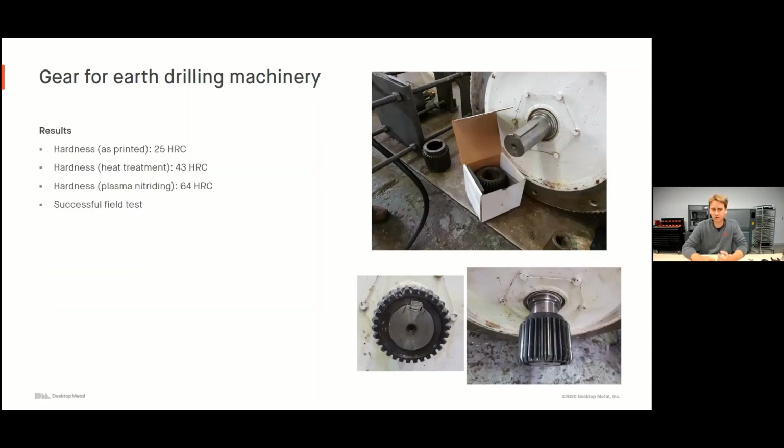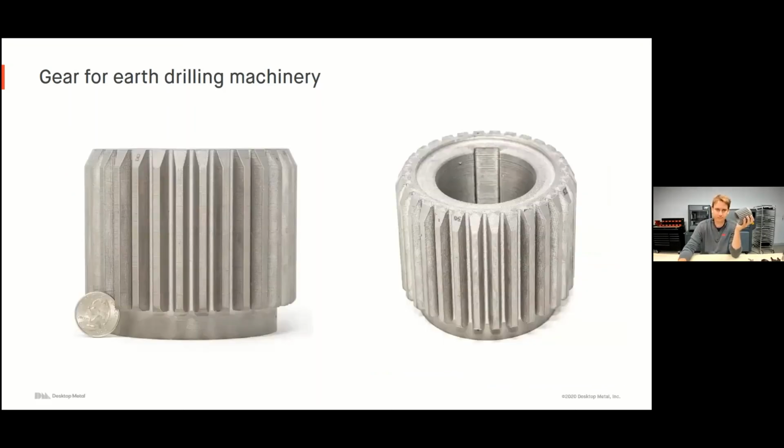Looking at some of the results, you can see the hardness of this part as printed was about 25 Rockwell. After a heat treatment process, they were able to get all the way up to 43. It's an example of how with post-processing, you can really get the properties you need. After plasma nitriding, all the way up to 64 on the surface, of course. And this part was successfully field tested, drilled miles into the ground on one of these very, very large earth drilling machines. It's a really impressive part.